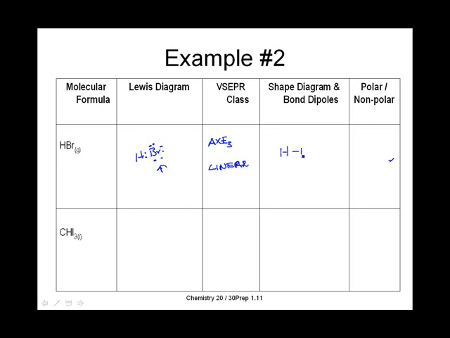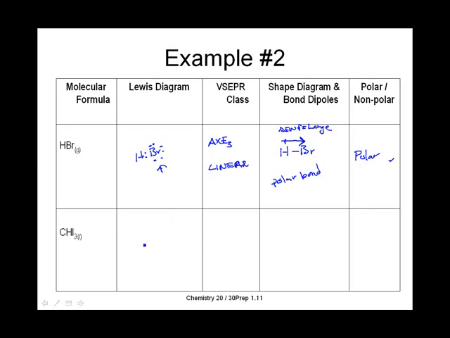Our shape diagram is pretty easy. And the difference in electronegativity is large. You can find them using your periodic table, but it is large. It's a polar bond where bromine is pulling on the electrons. And since it's the only vector there, there's nothing to cancel it out, so it's a polar bond. And it's a polar molecule.